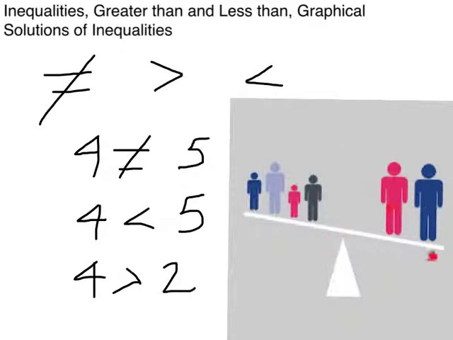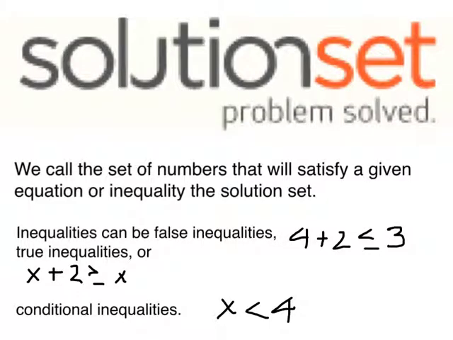Here, a little picture to show you this is an inequality. These two are not equal. So 4 is not equal to 5, 4 is less than 5, 4 is greater than 2. We call the set of numbers that will satisfy a given equation or an inequality the solution set. Solution set, problem solved.